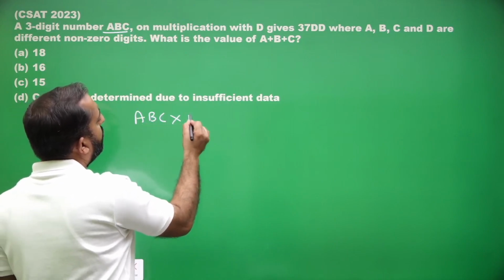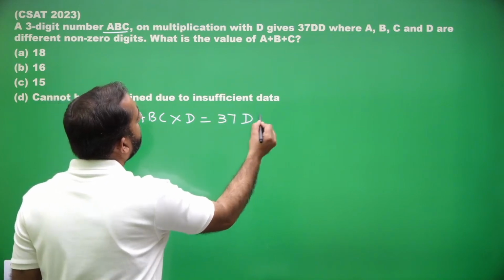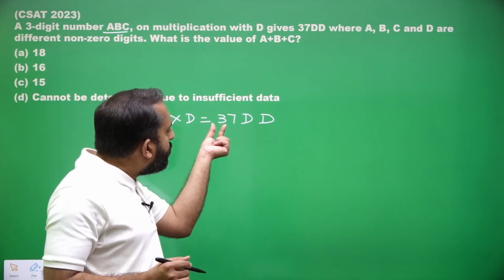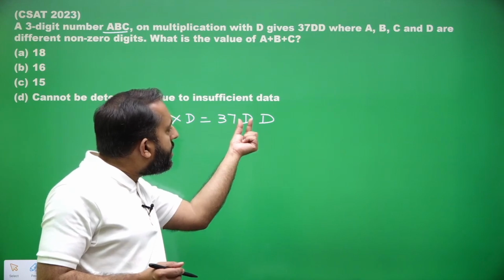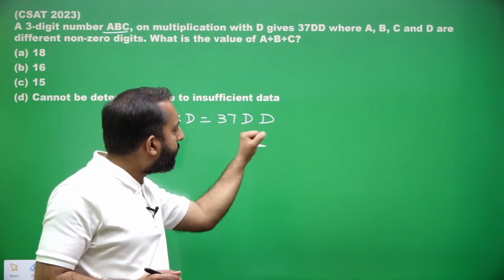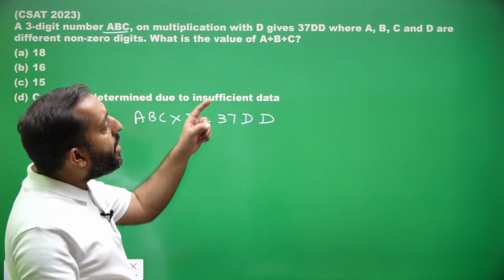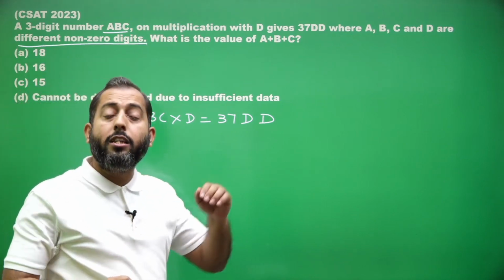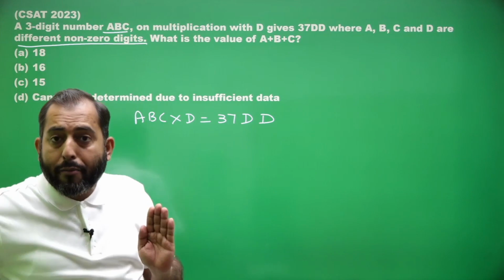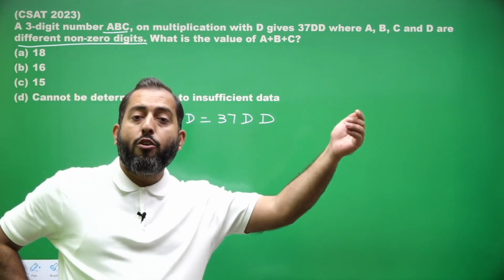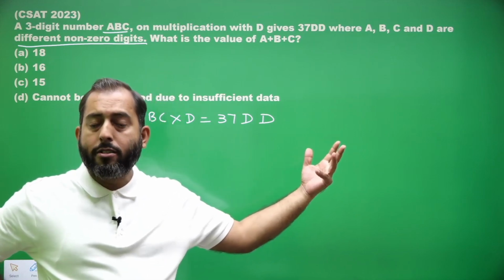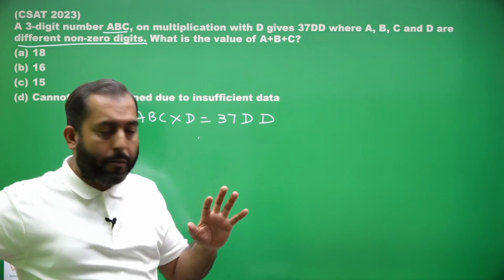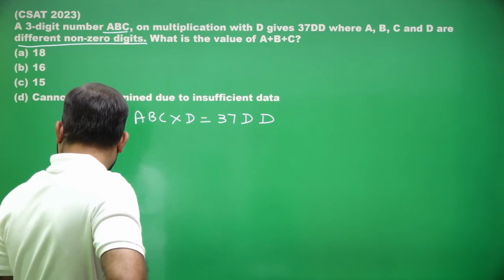ABC multiplied with D and the result obtained is 37DD, where 37DD is a 4-digit number. 3 is the thousands digit, 7 is the hundreds digit, D is the tens digit, and the next D is the units digit. Where A, B, C, D are different non-zero digits, meaning the minimum value of each of these alphabets can be 1 and the maximum value can be 9. It cannot be more than 9 because these are digits. Okay, let's solve this further.